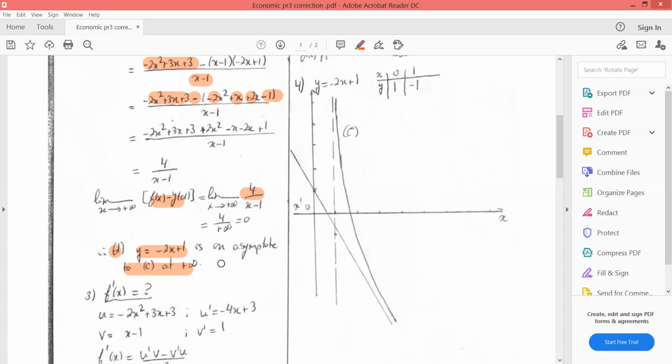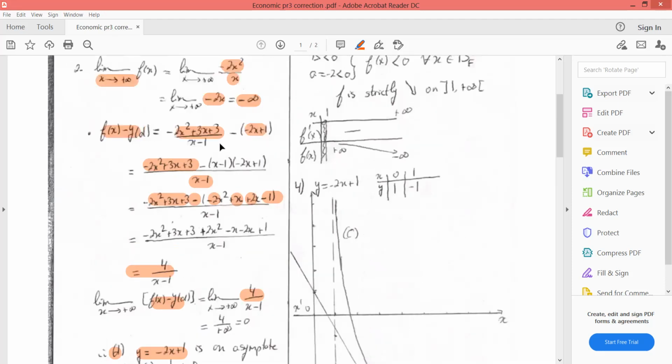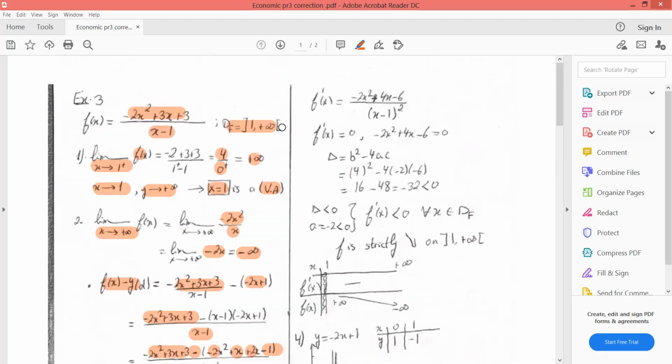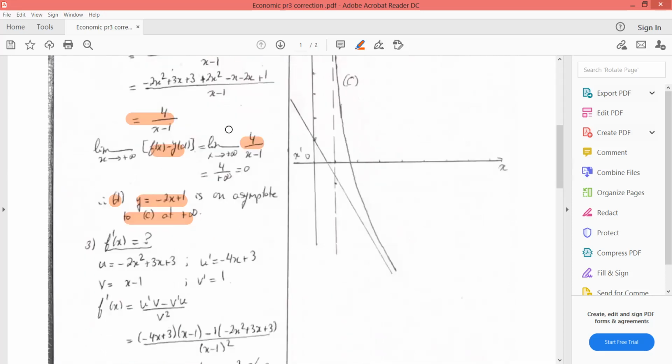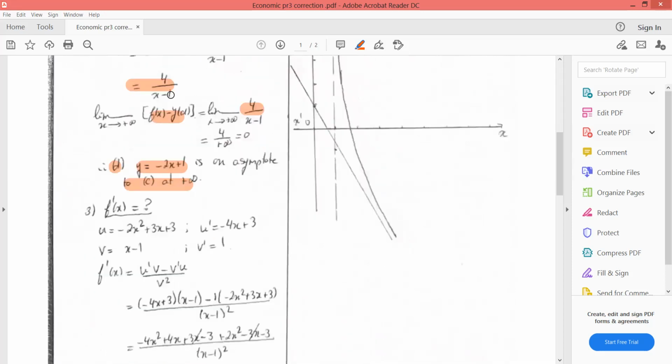f prime x is 2x plus 1. No, we take the sign of f(x) minus y_D. هيدا. Okay, f(x) minus y_D will tell us about the position between the curve and the oblique asymptote. نحن we have the domain who (1, +∞). What is the sign of 4 over x minus 1 in this interval? Minus. Is x من 1 لل plus infinity. Give me a number between 1 and plus infinity.